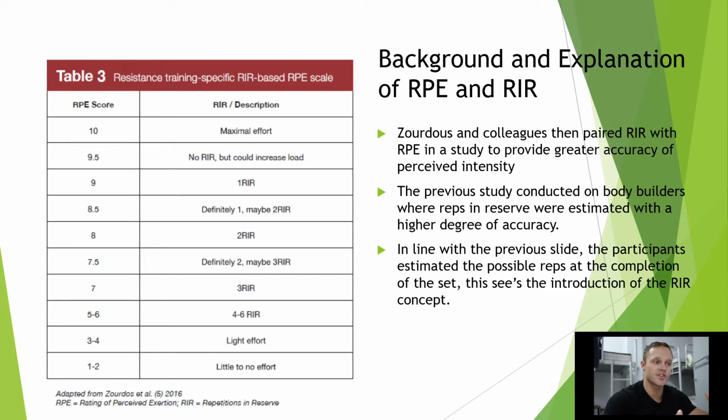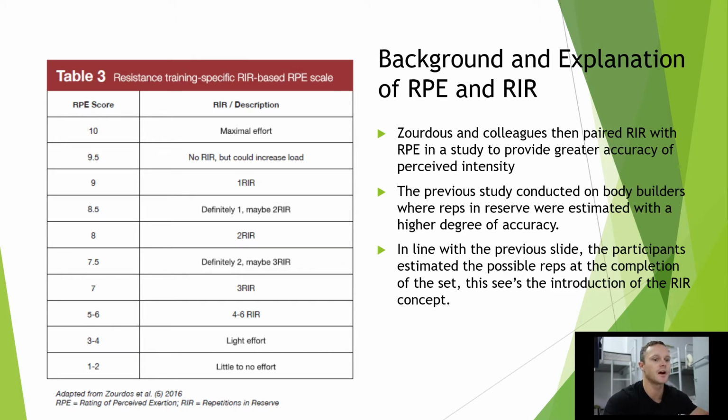So as we go to 10, that's 0 reps in reserve, 9, 1 rep in reserve, 8, 2 reps in reserve. And then as we get lower down that RPE score, it gradually becomes a little bit less accurate because there is more noise occurring there. And by noise, I mean type of exercise, the load, metabolic fatigue, cardiovascular strain, all that sort of stuff.